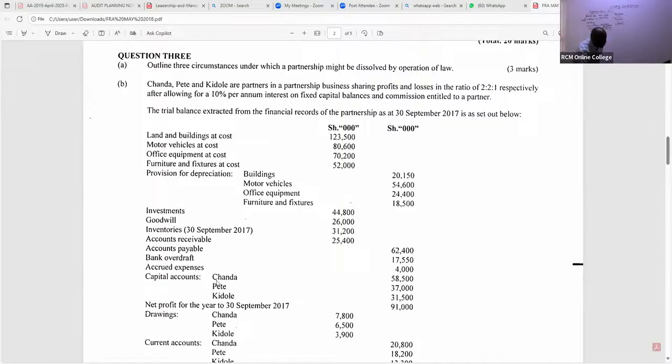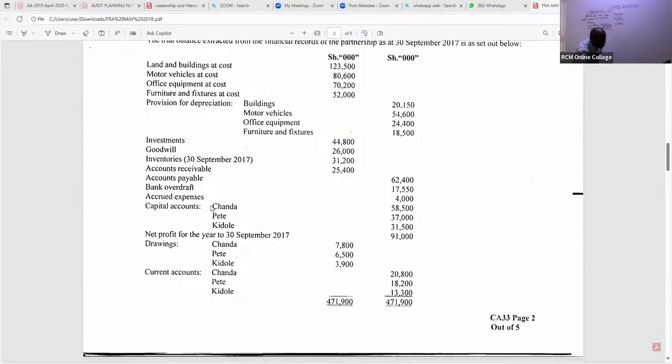So when you come to capital accounts, you can see we have Chanda 58,500. You can either aggregate them or you do them separately. So Chanda is getting 10% of 58,500. Pete is getting 10% of 37,000. Then we have Kidole. Kidole is getting 10% of 31,500. So what amount do we have here? We have 5,850 in brackets, 3,700 in brackets, 3,150 in brackets, like that.